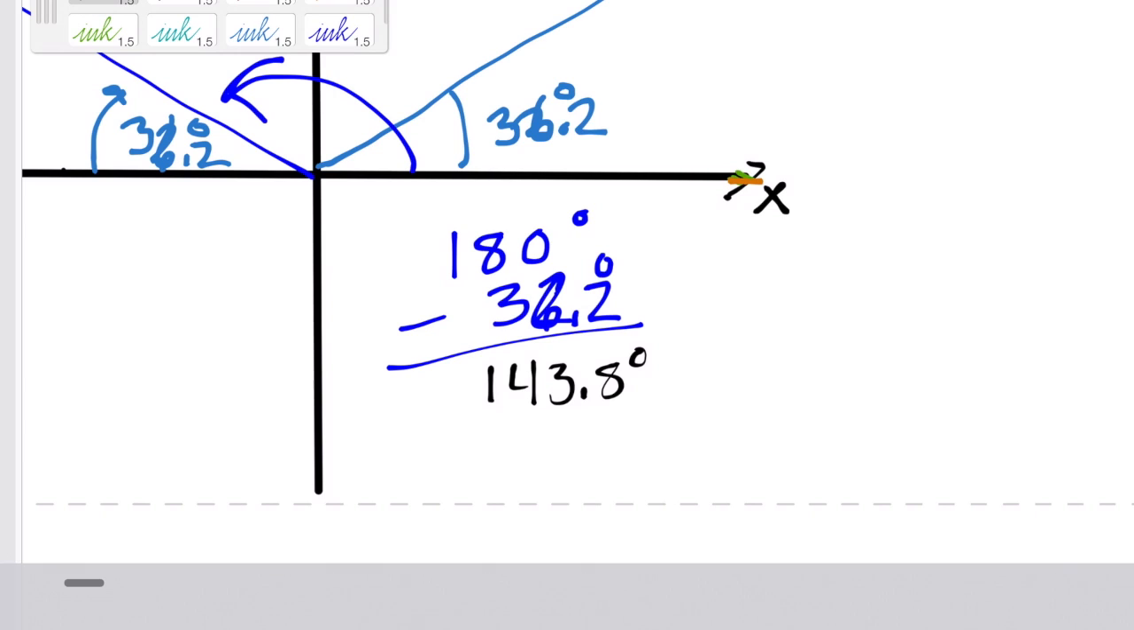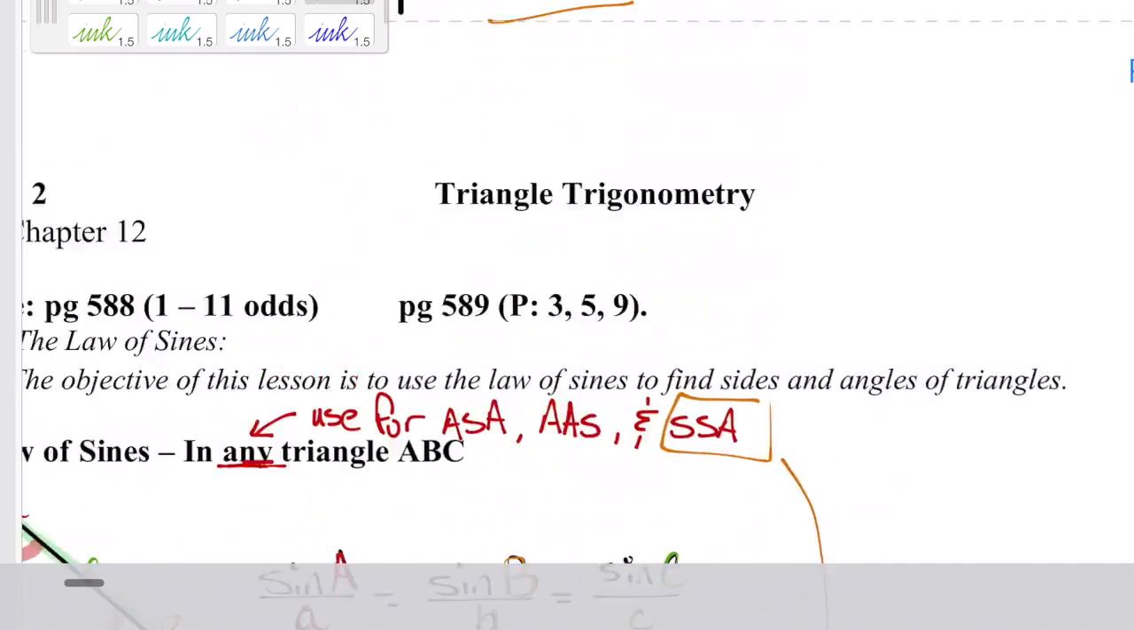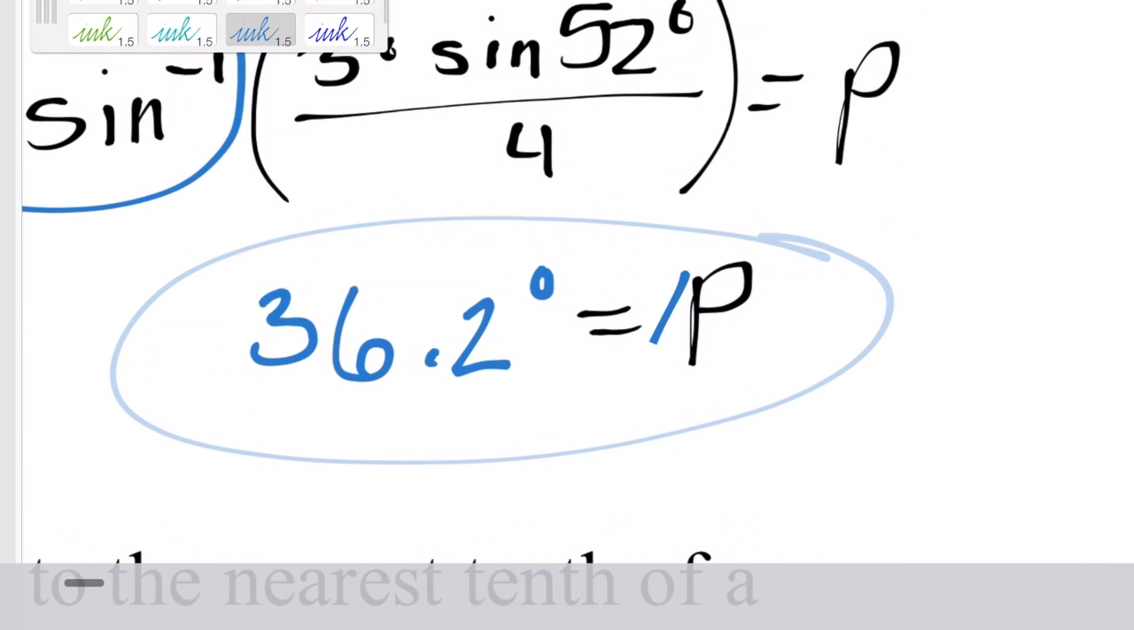And so I have to ask myself if this makes sense. If my largest angle, my obtuse angle, is 143.8, and the original angle that they gave me, angle Q, is 52 degrees, if I add this together, it's going to be over 180 degrees. So this angle isn't actually a possibility for the triangle that they gave me that contains 52 degrees. In this case, I only have the one solution for my angle P, and that's 36.2 degrees. So this is a way to check. Pretty much anytime you do the inverse of sine, you do have to make sure that you don't have another possibility.